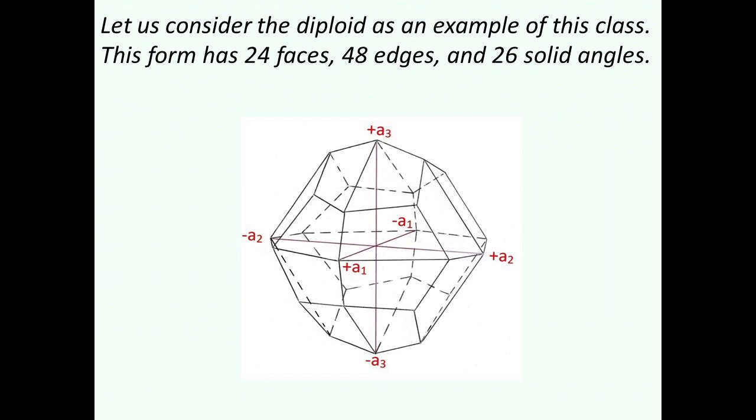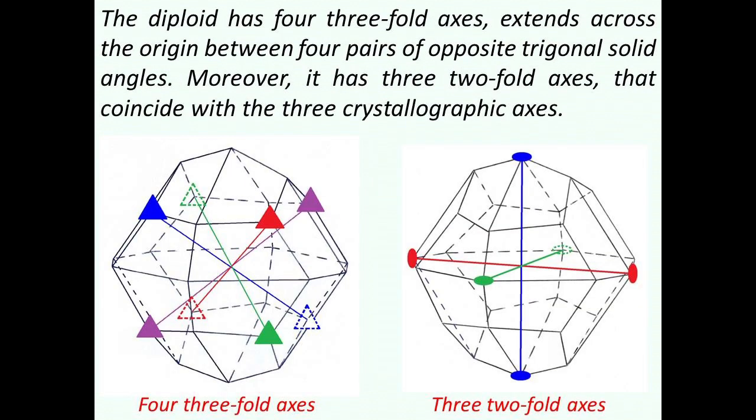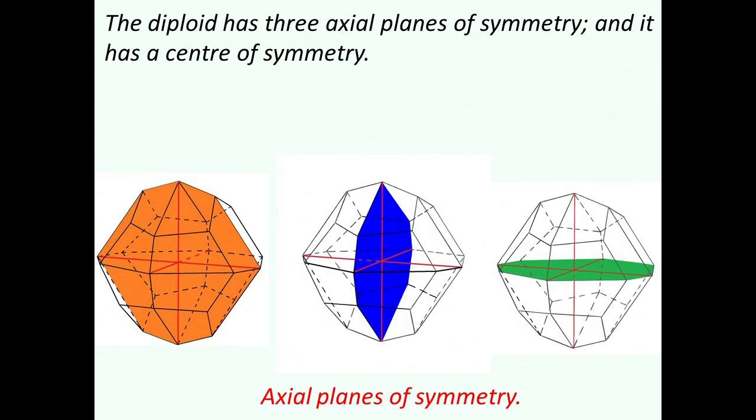This form has 24 faces, 48 edges, and 26 solid angles. The diploid has 4 threefold axes, which extend across the origin between 4 pairs of opposite trigonal solid angles. Moreover, it has 3 twofold axes that coincide with the 3 crystallographic axes. The diploid has 3 axial planes of symmetry, and it has a center of symmetry.